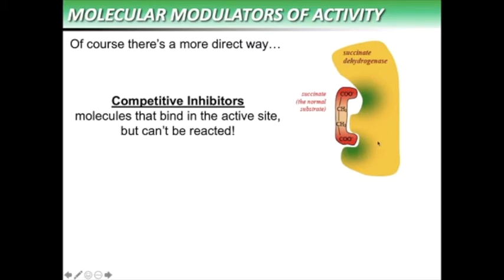So for example, this is succinate dehydrogenase, a little cartoon of it. This is one that you're going to see in the Krebs cycle, the citric acid cycle. Succinate dehydrogenase normally bonds, as you might expect, succinate.